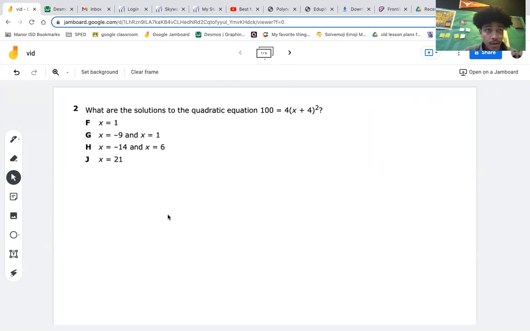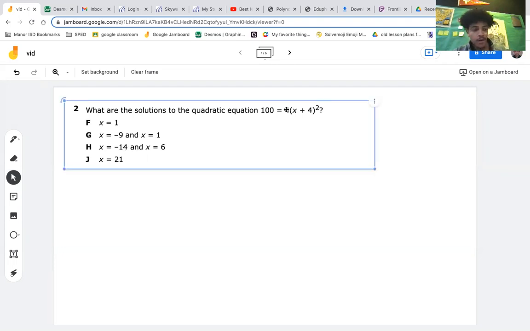All right. So number 2, what are the solutions to the quadratic equation 100 equals 4(x plus 4) squared? So one way you could solve this is by plugging in numbers such as this answer choice here, 1. You could plug in a 1 for x. 1 plus 4 is 5. 5 squared is 25. 25 times 4 is 100. So you could solve it that way.